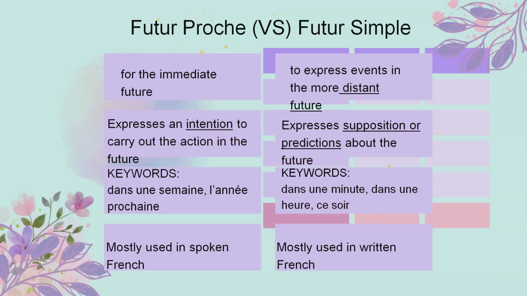Futur simple is to express an event in the most distant future. It is not going to happen shortly. It will be distanced, time based. It expresses supposition or a prediction about the future. Keywords: dans une minute, dans un jour, ce soir. It is mostly used in written French.